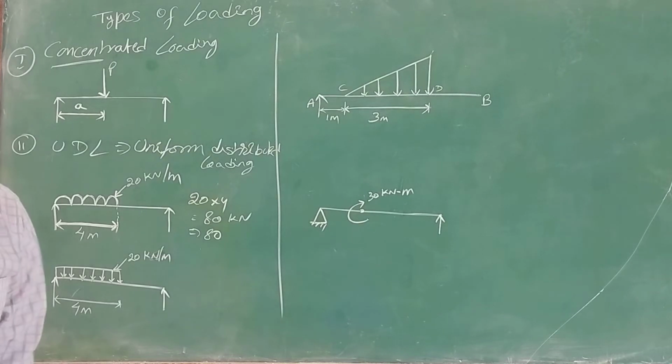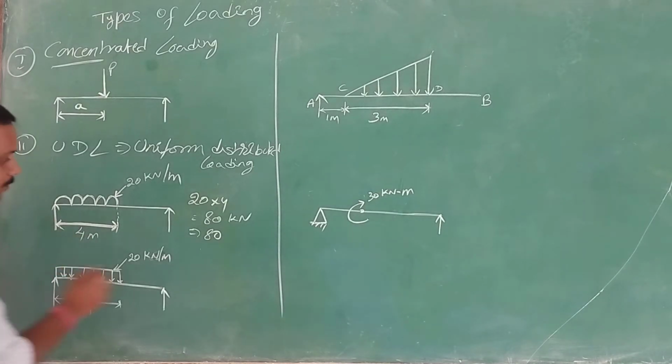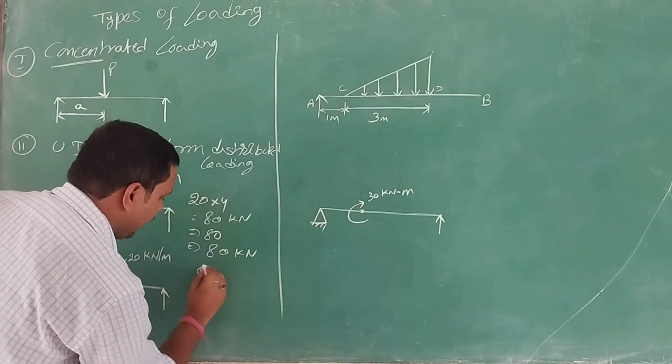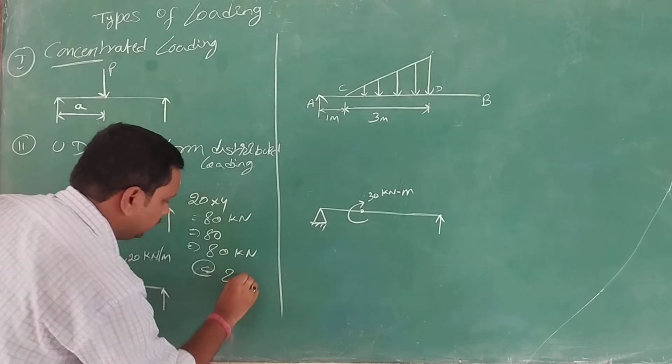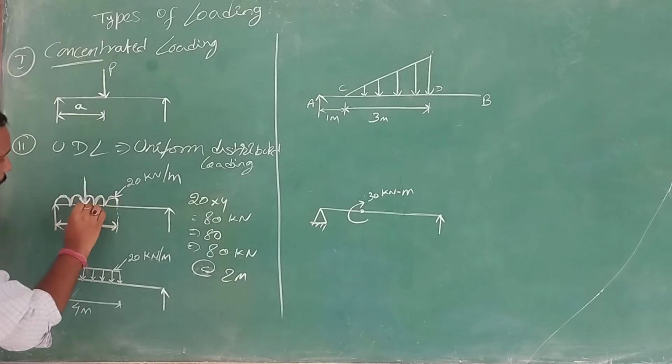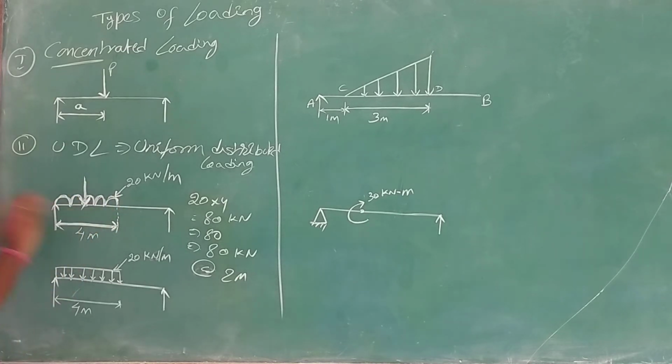Just have a look over it. This will be acting at half, means what? 80 kilonewton of load will be acting at 2 meter, means the total load will be acting at half at this point. Then this UDL will be converted into a point load. That is about UDL.